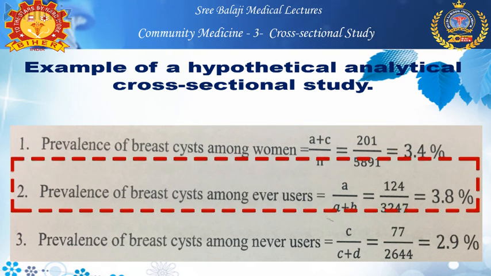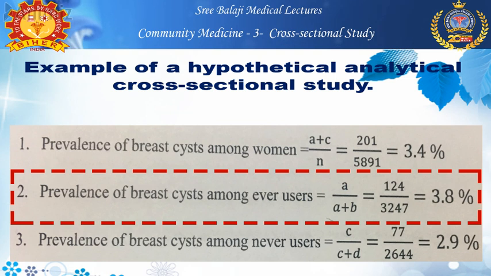Then we can analyze the prevalence of breast cyst among those who use contraceptives. For that, we need to divide A by A plus B, that is, among those who have used contraceptives, that is 3,247, 124 people developed breast cyst. So A by A plus B is equal to 3.8 percent.